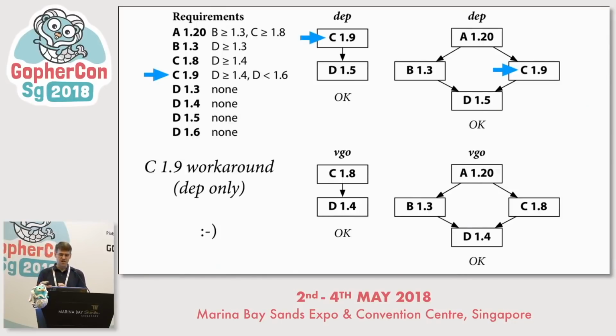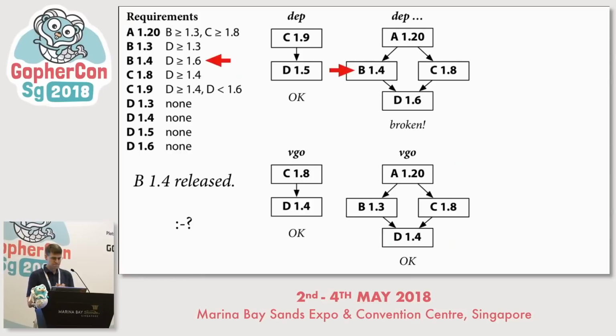So we release C19, which documents the incompatibility with D16. DEP builds start picking up C19 automatically, builds start working again, now we're happy. Vigo can't do this, but Vigo's builds also aren't broken, and our goal here is to break them. So let's see if we can do that. To that end, let's release a new B that requires D16.